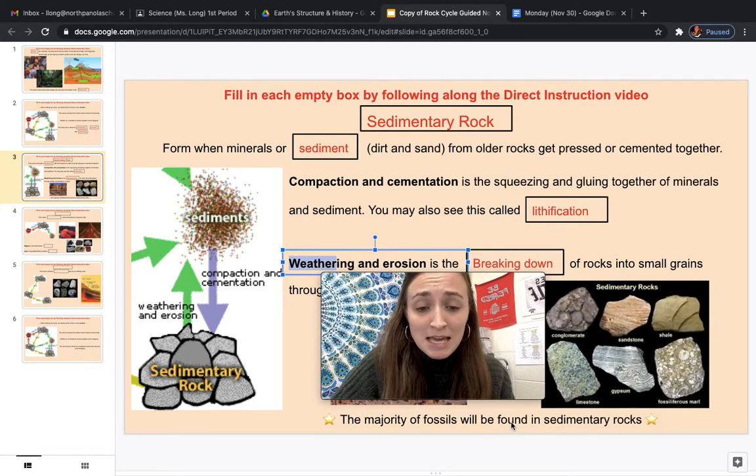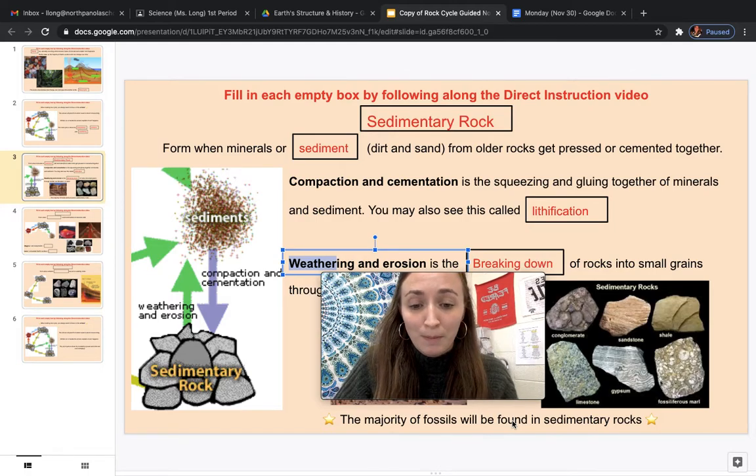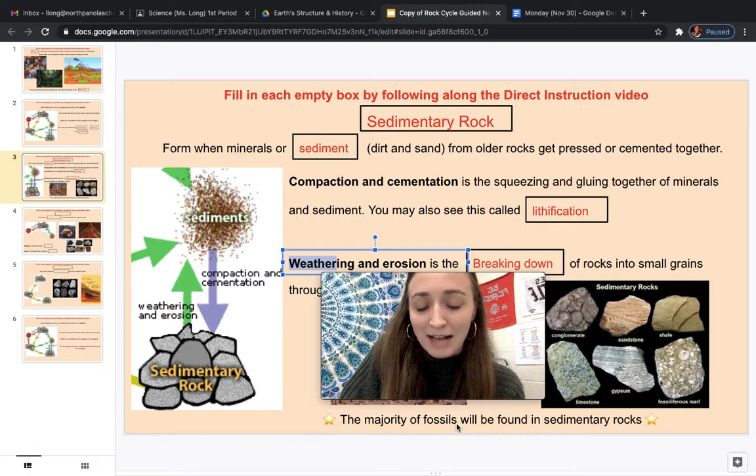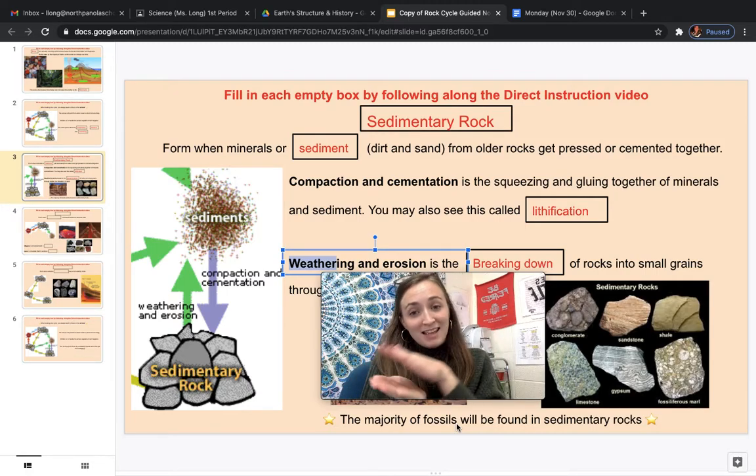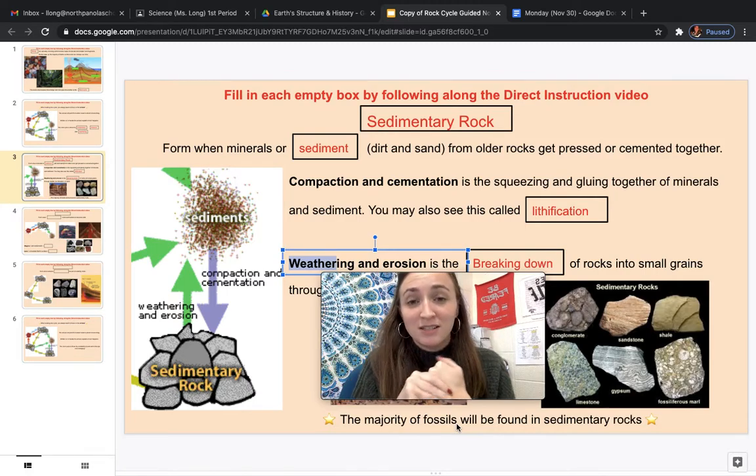Also, one key point that we want to remember. The majority of our fossils, which we talked about last week, and we're going to keep talking about, are most likely going to be found in sedimentary rocks. So if you've got a fossil, it's probably been buried in sand and dirt, and then it's caught in that whole process of compaction and cementation.